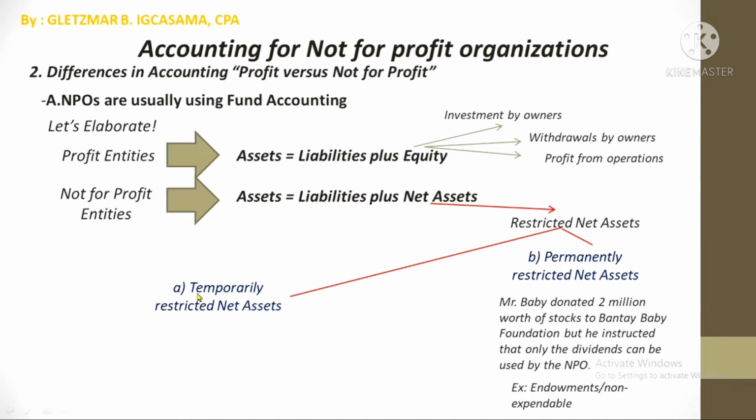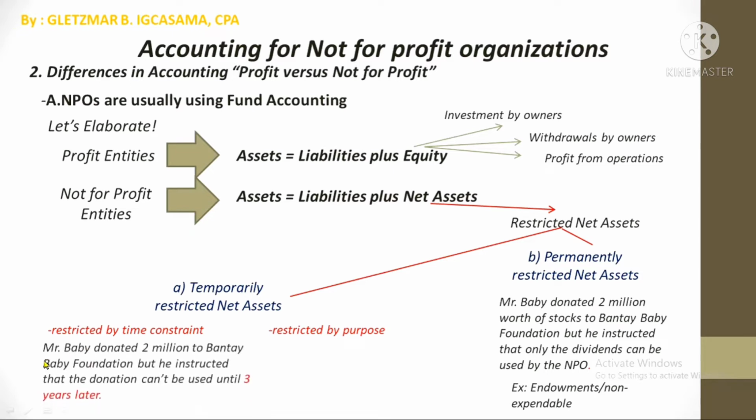Let us now go to the temporarily restricted net assets. Actually, there are two types of temporary restrictions that can be placed by the donor. There are donations restricted by time constraint and donations restricted by purpose. But don't worry, we have examples. Let's start with donations with time constraint. Actually, I have already made an example of this many times before, but here we go again.